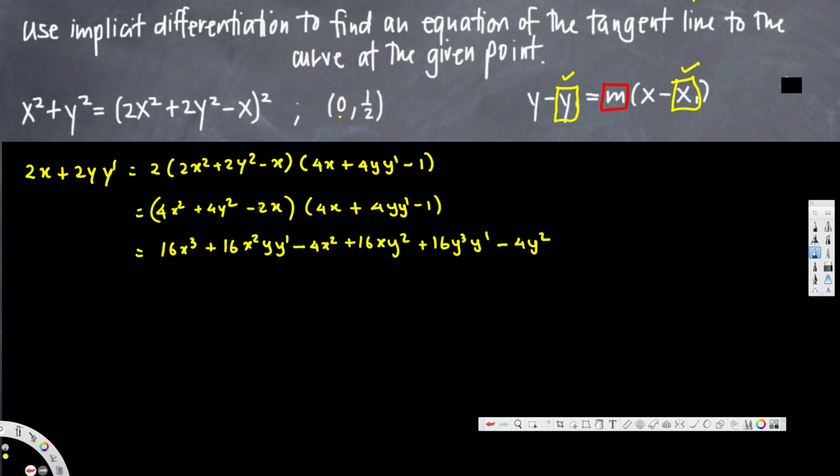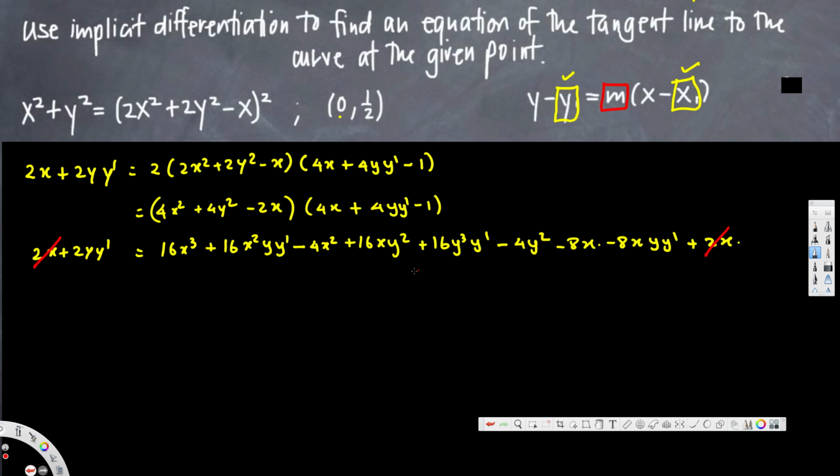And then we are moving to the negative 2x. If we multiply negative 2x with 4x, that's going to give us negative 8x, and then negative 2x times plus 4y y prime, that's going to give us negative 8xy y prime, and then negative 2x times negative 1, that's going to become plus 2x. Okay, the whole thing is equal to 2x plus 2y y prime, and from this one you can see we can cancel these two terms, 2x and this 2x, because when we bring this one to this side, that's going to be just negative, right? So these two are cancelled.